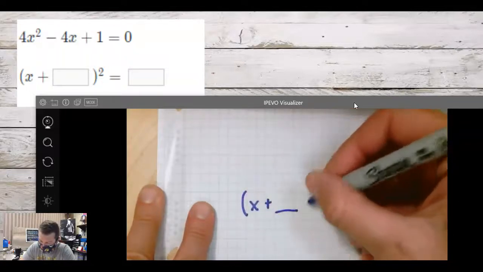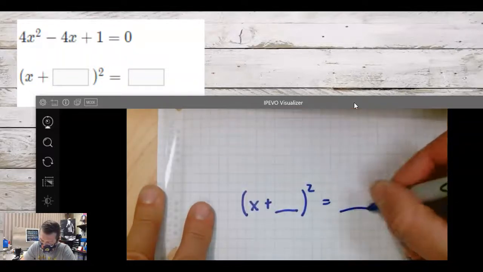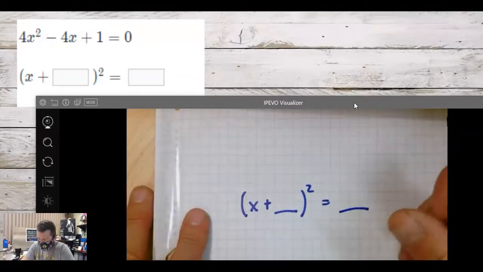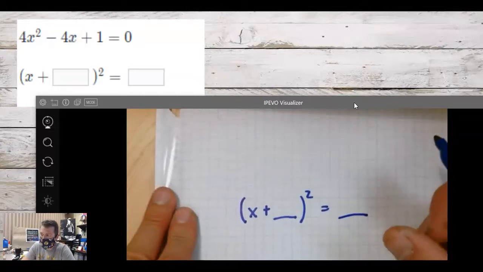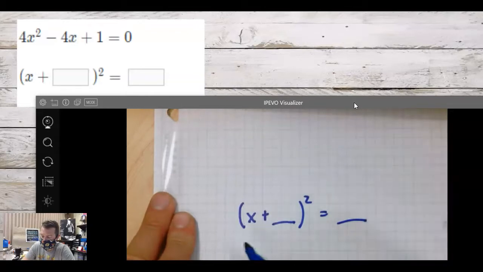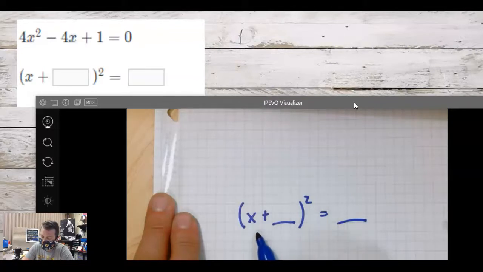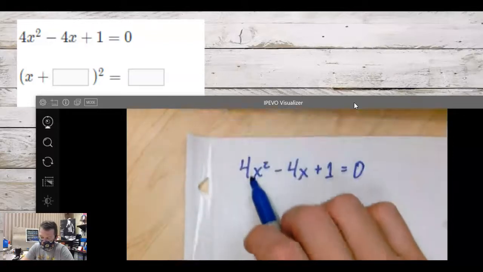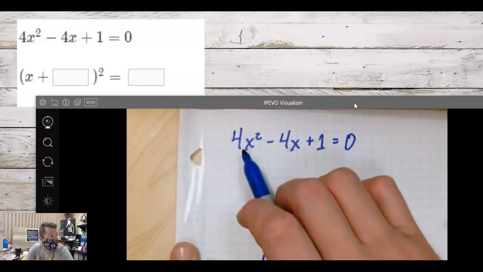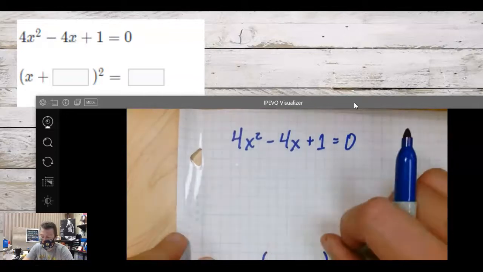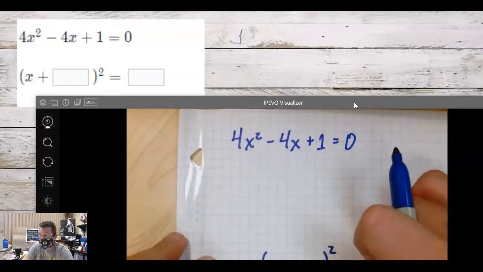x plus something squared equals something. Now, there's a way that we could get to 4x squared, like by using 2x as our binomial. But since they don't give us that option, we have to work within their constraints and say, well, if I don't have anything in front of the x here, I must not have this 4 here. So how do I get rid of that 4? I can divide everything by 4, right?